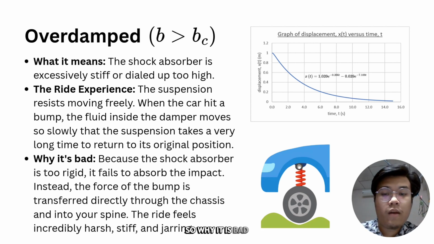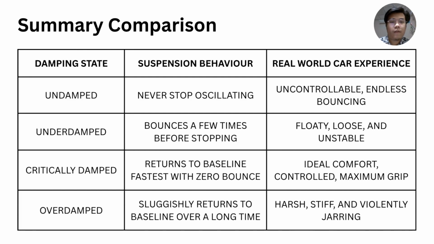So why is it bad? Because the shock absorber is too rigid, it fails to absorb the impact. Instead, the force of the bump is transferred directly through the chassis and to the spine. The ride feels incredibly harsh, stiff and jarring. And this is the summary comparison.